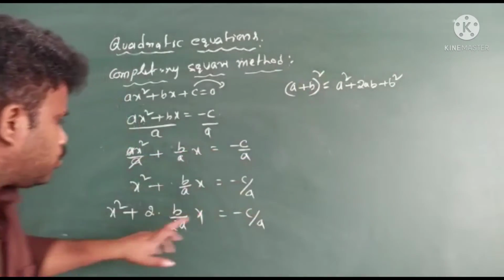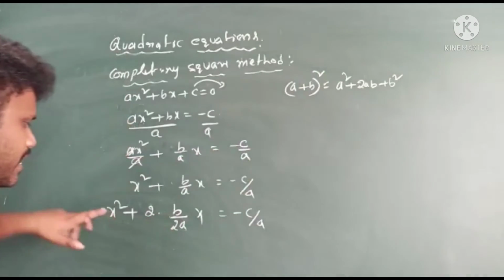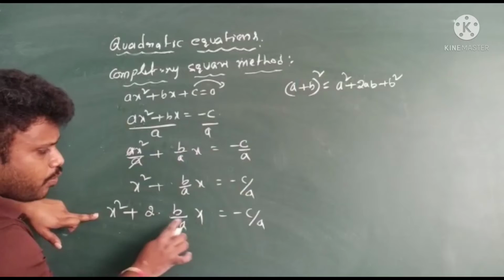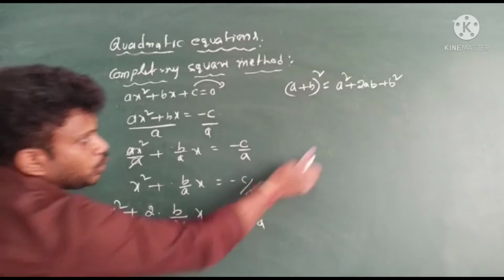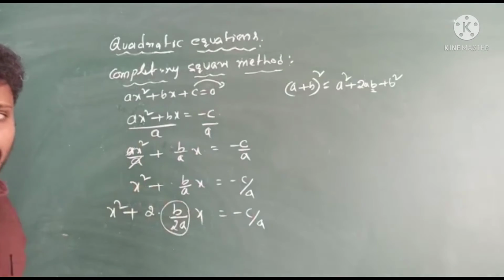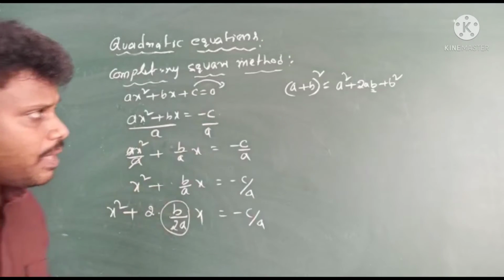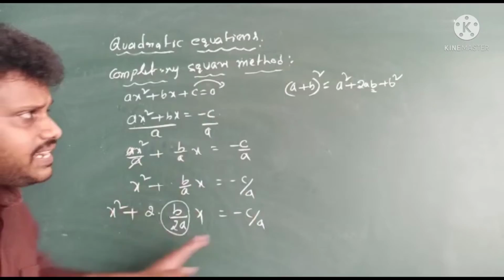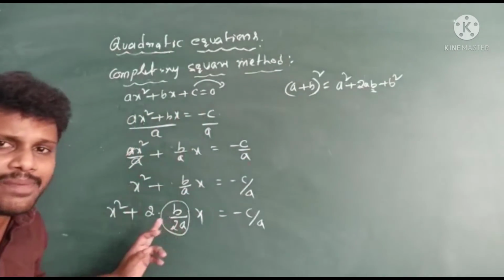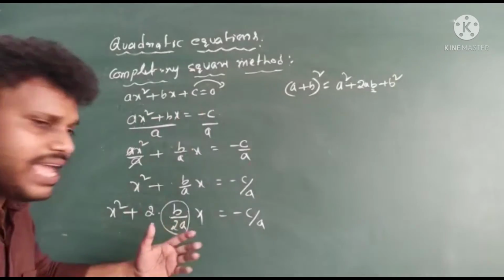Now try to understand. This is in the form of x square, a square. Next step, 2 into a, here a is nothing but x, so the 2a term is 2 into x. Now what is the b term? In place of b, b by 2a was there. But one more term we need on the LHS side, that is the third term, b square. But here b is nothing but b by 2a, which is not there on the LHS side.